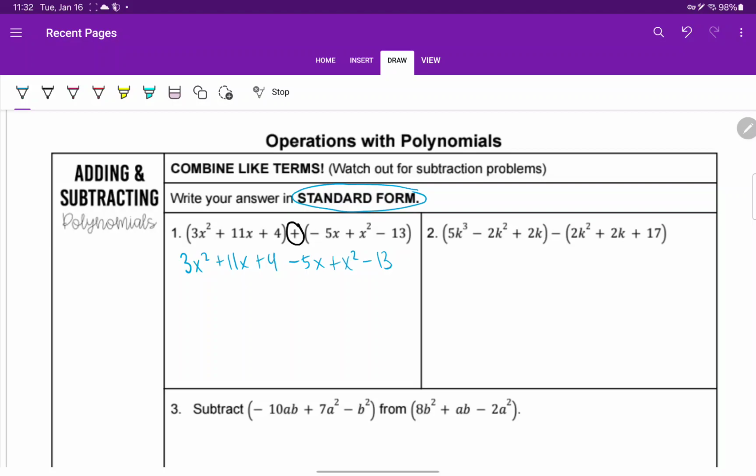All right, so I start with x squareds. I see I have two like terms of 3x squared plus 1x squared, which is 4x squared. I have positive 11x minus 5x, which is going to be positive 6x. Then I have 4 and minus 13, which is negative 9. And that is my final answer right there. All right, for the next one.